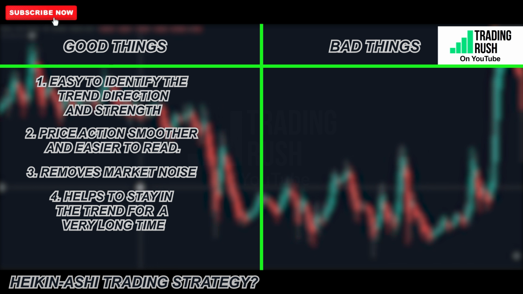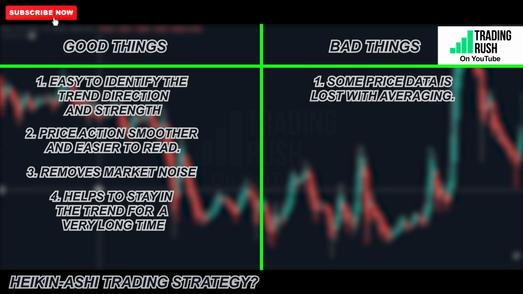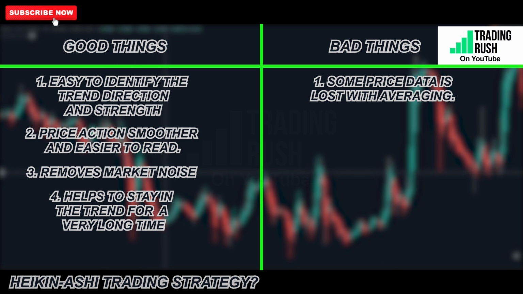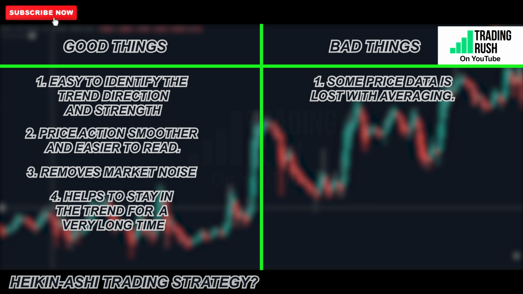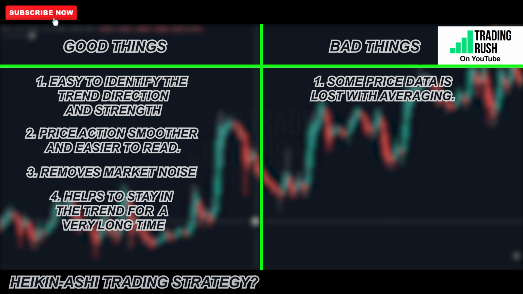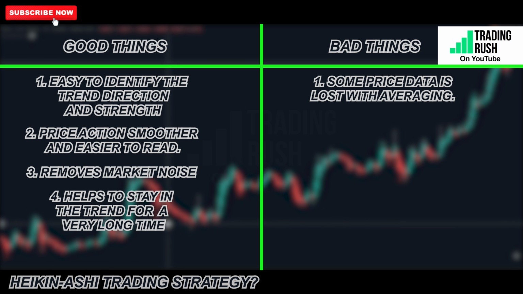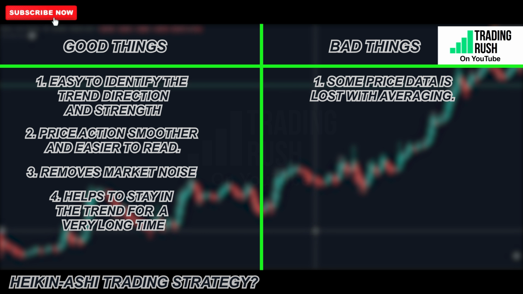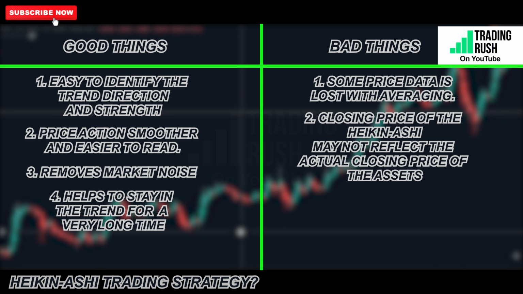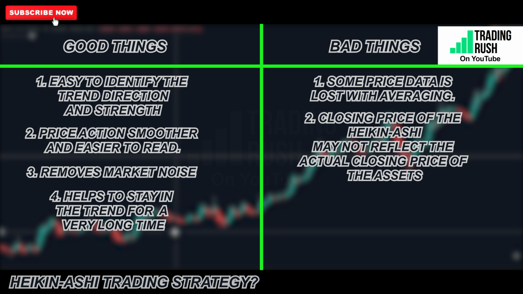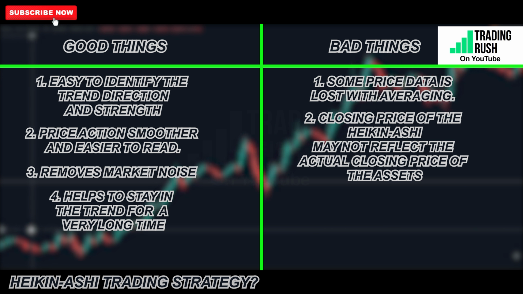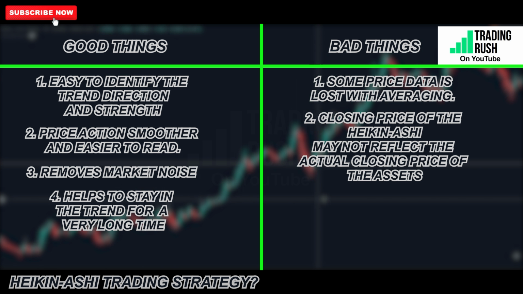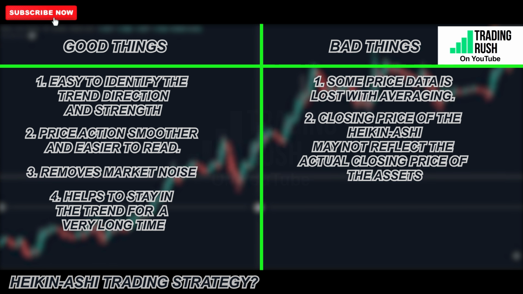Now let's look at some disadvantages. Number 1. Heikin Ashi averages price data. Therefore, some price data is lost with averaging. In simple words, you are missing out on some important price action data that you would see with the normal candlesticks. Number 2. Since Heikin Ashi averages price data, the close of the Heikin Ashi may not reflect the actual closing price of the assets. This could be risky, especially if you are new to trading.